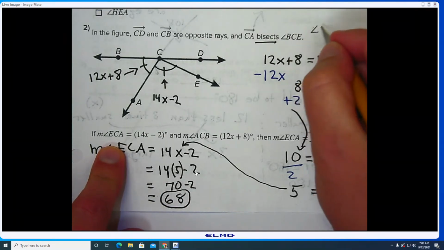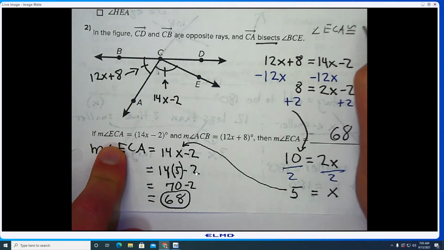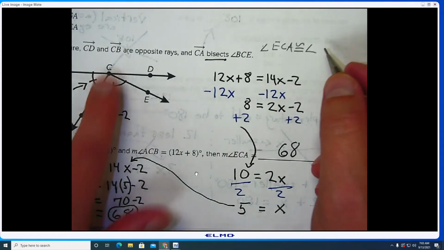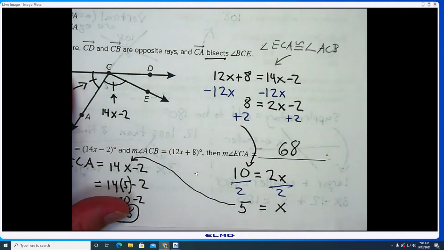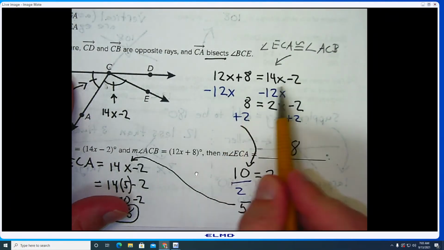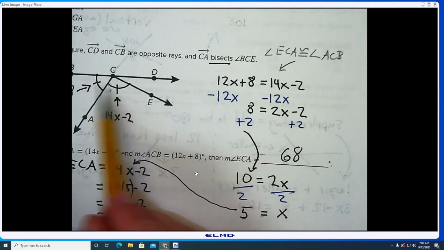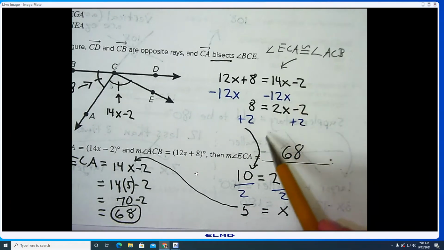angle ECA is congruent, is the same as angle ACB. And then there's the math for it right there. If the angles are equal, then what the angles are actually equal to are equal. And then you go ahead and solve for x. I went ahead and solved for x. I got x equals 5.